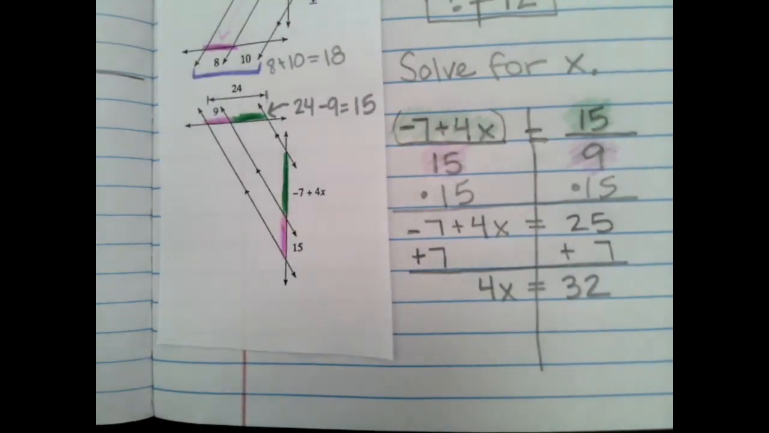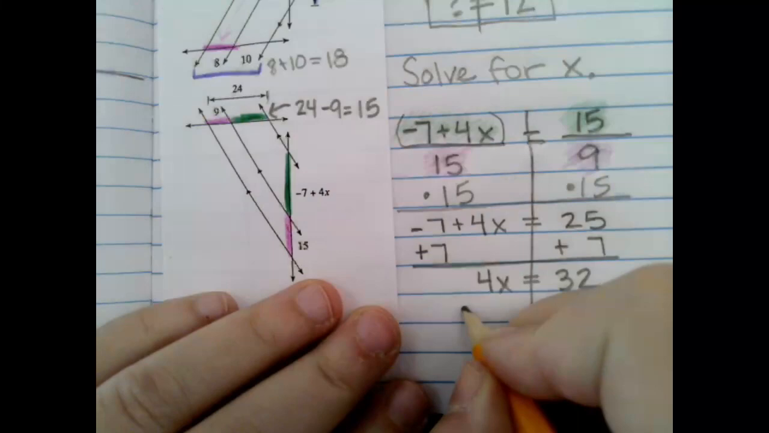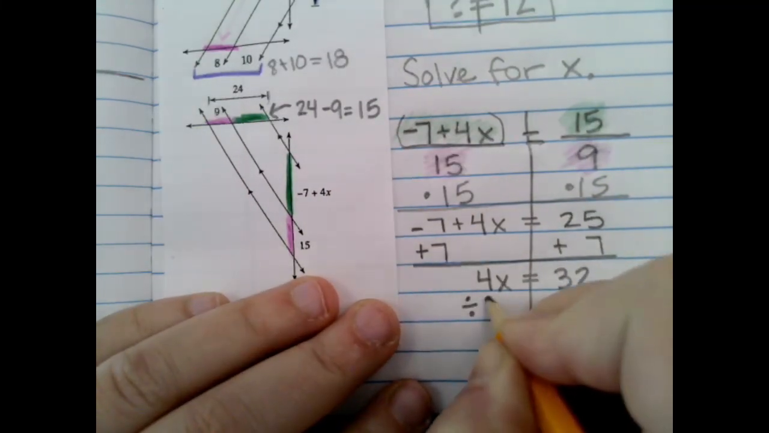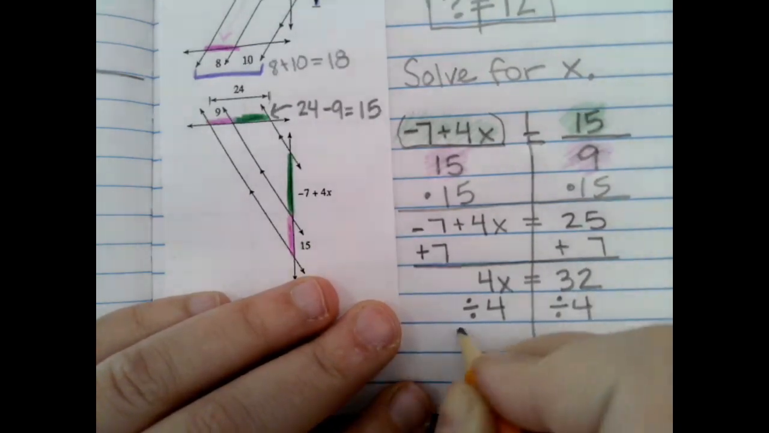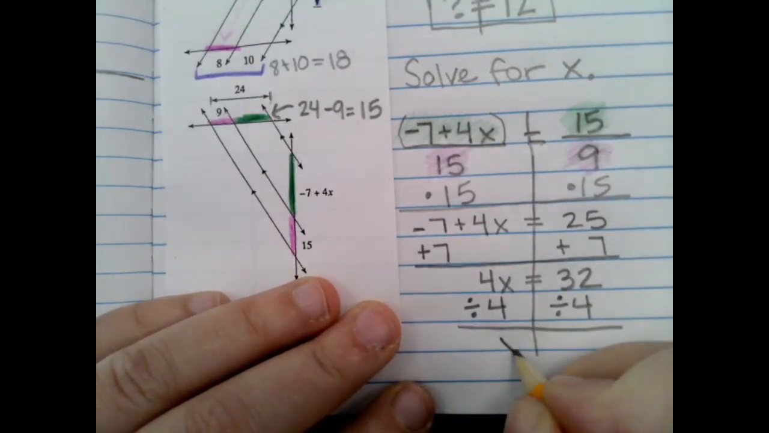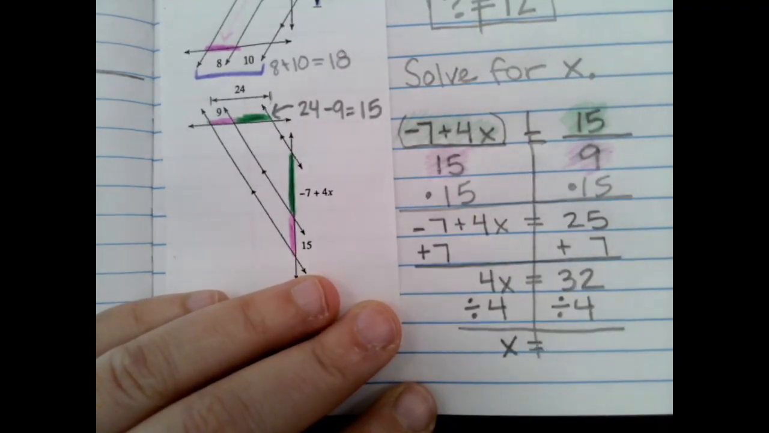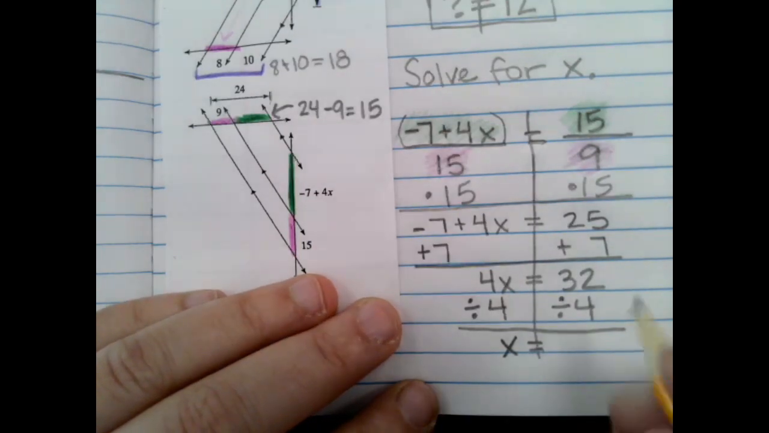All right, and then the last step here is to undo this 4 with the x. Good, divide by 4. And you can either use that fraction line to divide, or you can use that division symbol, either way. Eight.